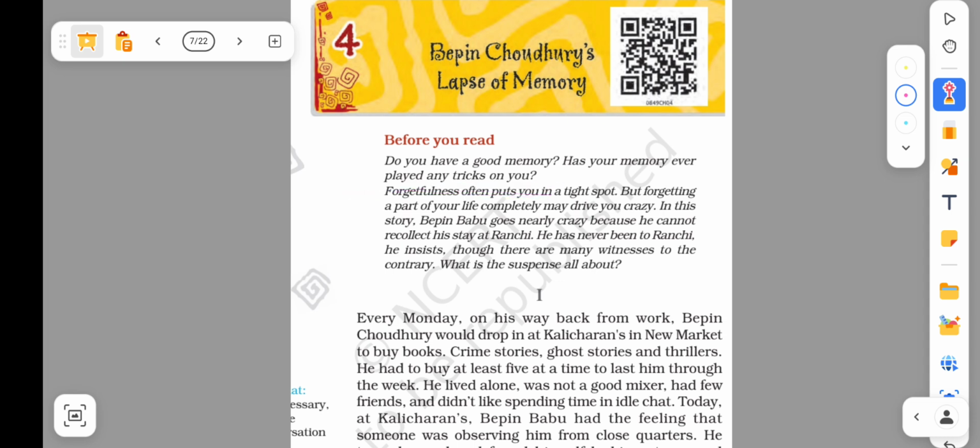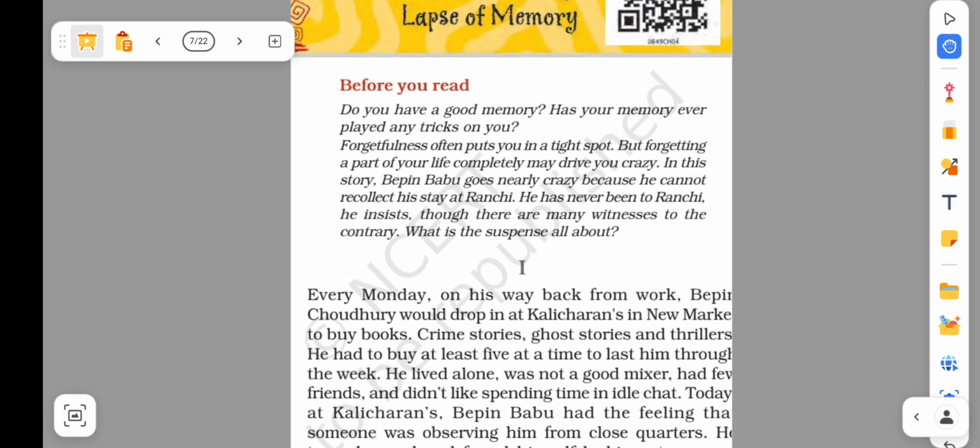Has your memory ever played any tricks on you? Okay, this is the question which has been asked by the writer, that does our memory play any tricks with us, means do we have any problem with our memory. Forgetfulness means bhul jana in Hindi, often puts you in a tight spot, means in a problematic situation, but forgetting a part of your life completely drives you crazy. Of course, if you forget something, that's a problematic thing, no doubt. But what if you forget a part of your life, then what could happen to you? This story is about that only.